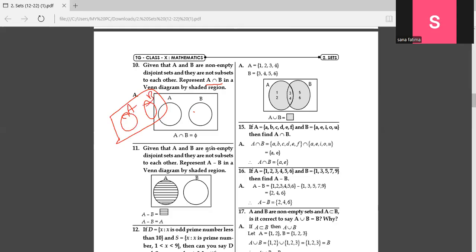Given A and B are non-empty sets, they are not subsets. A minus B. See, as they are disjoint, in this situation why are you not doing shade? Because as they are disjoint, they don't have anything in common.